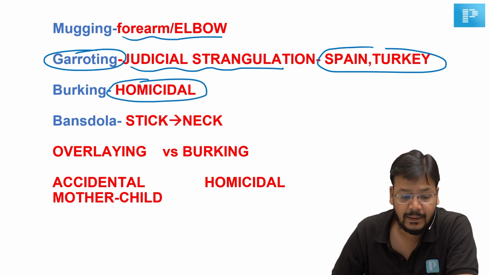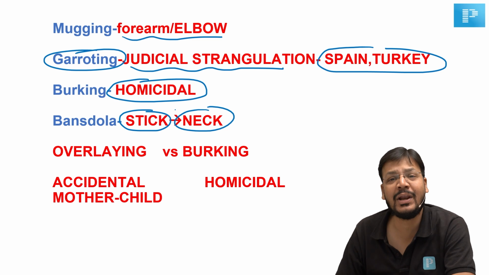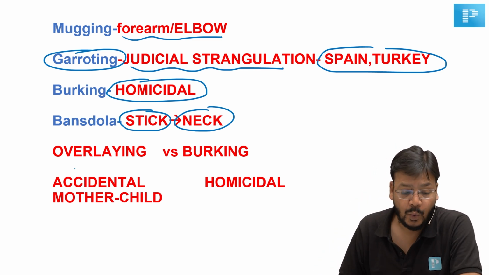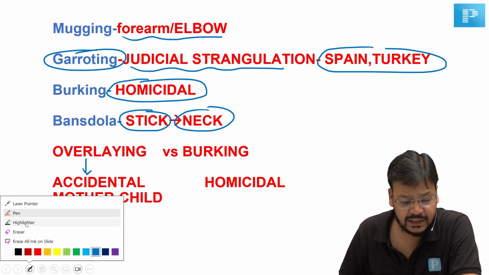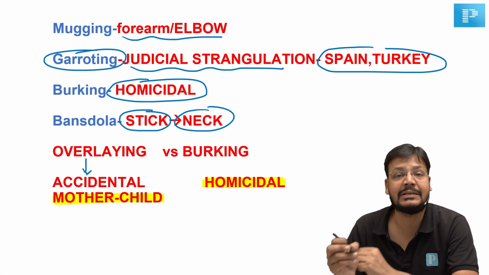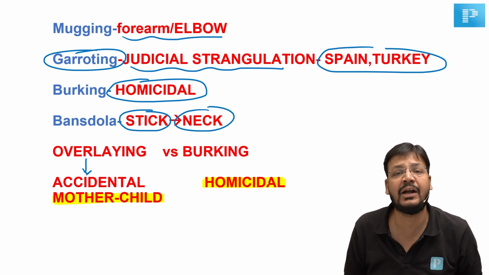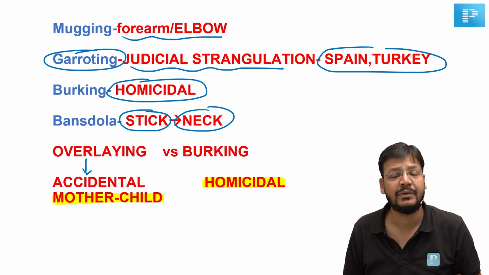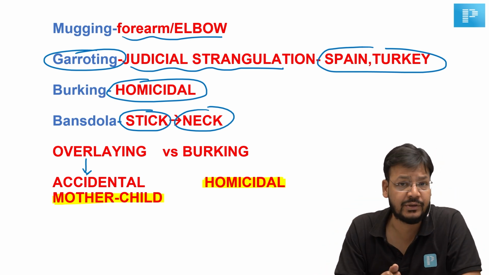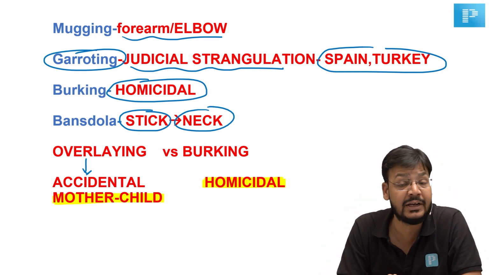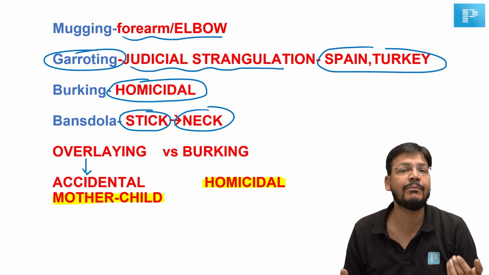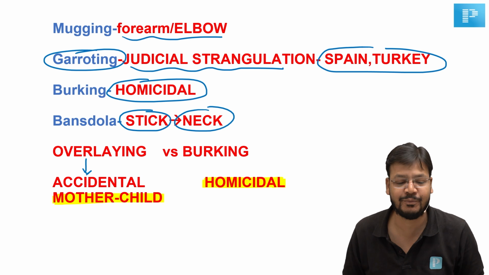I will let you know. Bans se dola, bans ke beech mein dola. Between stick, you are compressing the neck. Overlaying is accidental. What is overlaying? Mother coming over the child. And burking is homicidal. This is mugging. Judicial strangulation. In India, we have judicial hanging. Judicial strangulation in Spain and Turkey is garroting.